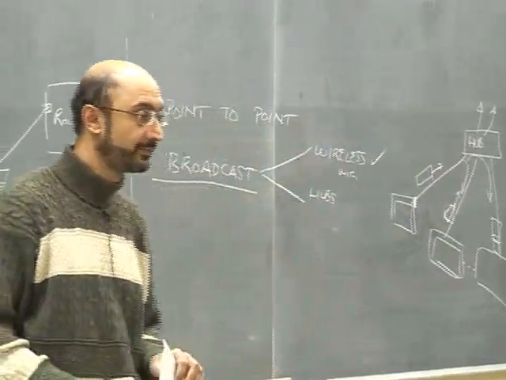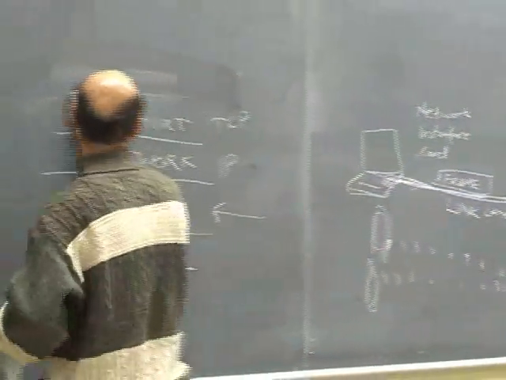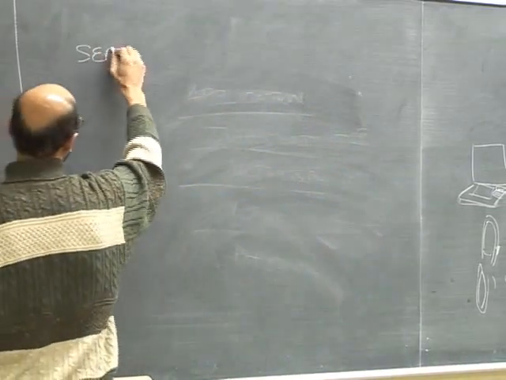Any other questions? Okay, so let's look into some of the services provided by these link types, the broadcast and the point-to-point. They both share these. And so here are some of the services, and I'll just explain what they are.